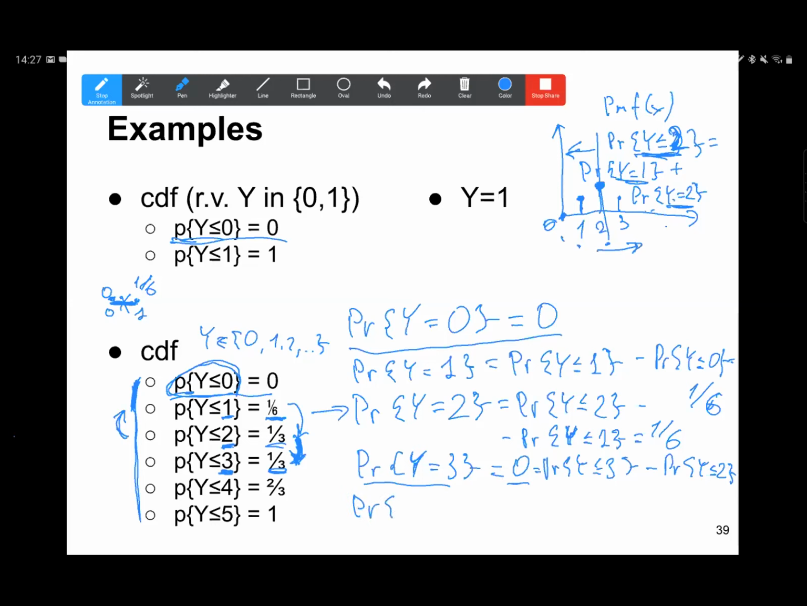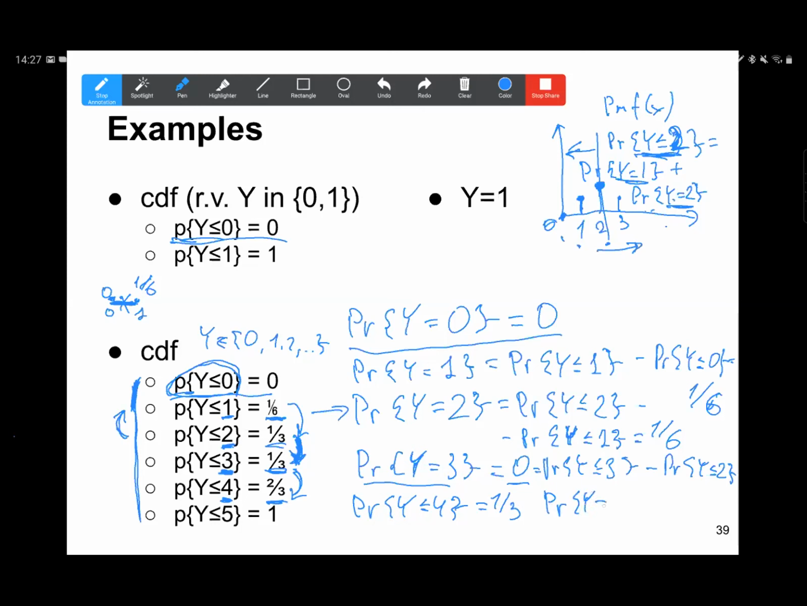Okay, a couple more steps. What is the probability of being equal to 4? Well, again, you look here. By how much has the cumulative distribution function grown when going from 3 to 4? It's the difference between this and this, which is 1/3. So that's correct. It's 1/3. Yes, you answered in the chat.